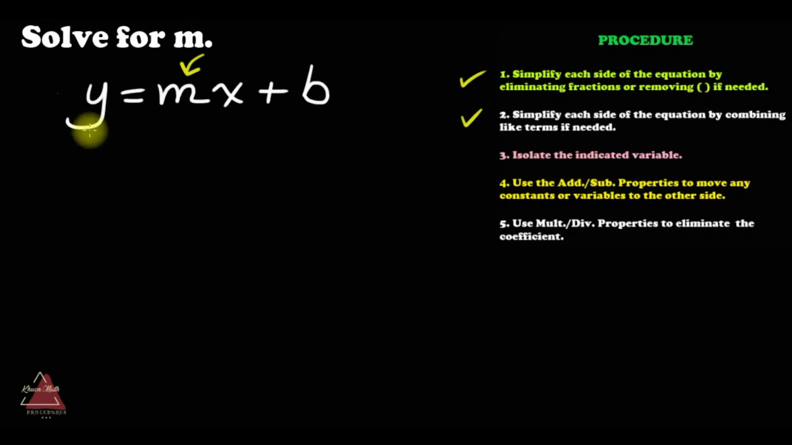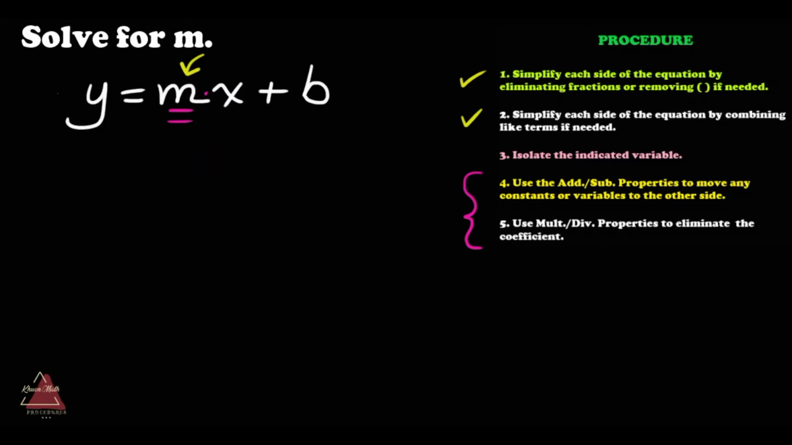So we have to isolate this variable right here. Okay, we have to get the y all by itself. So that means we have to get rid of the plus b and the multiply by x. So we're going to use step 4 and 5 to do that. Okay, so step 4 is to use the addition or subtraction properties to move any constant or variables to the other side. So we're going to keep the y on the right side, so we have to move this to the other side. So how do we get rid of that?